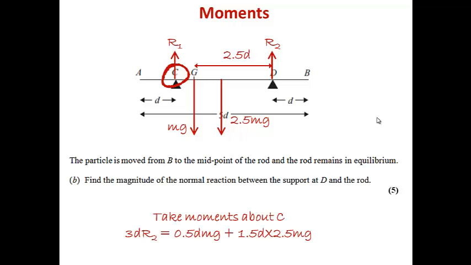Here's our resulting equation. 3dR2, that's the moment anticlockwise of the reaction at D, has got to equal 0.5d mg, that's the moment of the weight, plus 1.5d times 2.5 mg, that's the moment of the additional mass. From this equation, it's straightforward to calculate the reaction R2 at D.